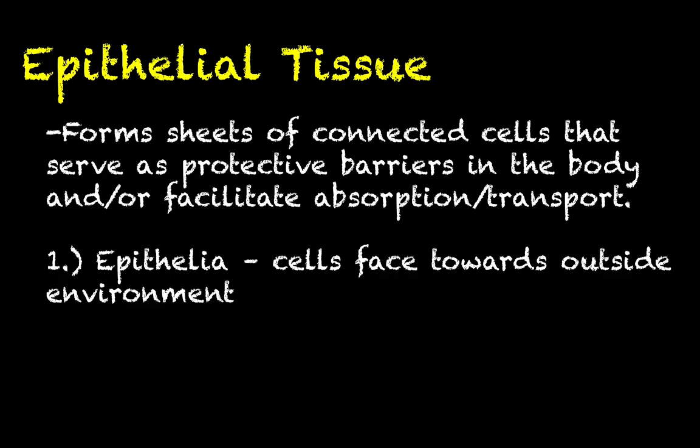epithelial tissue. Number one, you have the true epithelia. These are cells that face towards an outside environment, like the skin cells, like lung cells that face towards basically the air that we're breathing in.